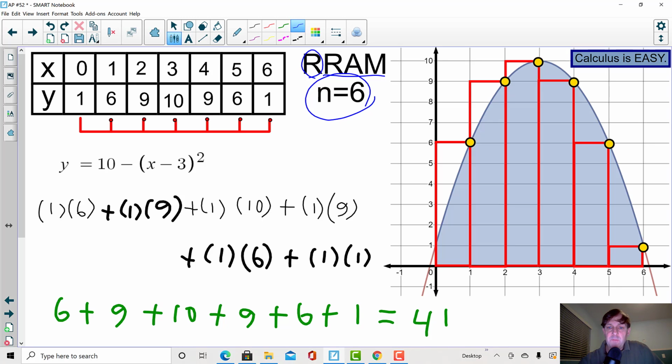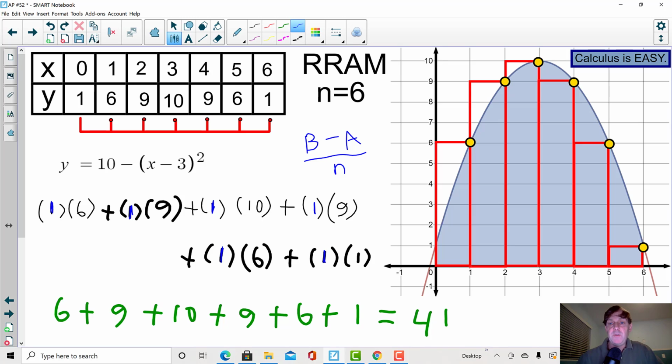The first thing we want to do is figure out what the width is going to be. So it's always going to be (b - a) / n. The b is the endpoint, so that's 6. The a is the starting point, so that's 0. And the n is the number of rectangles we're going to use. So we're going to use 6 rectangles, so I'm going to divide by 6. For this example, I get 6 over 6, which is 1. So the width of each rectangle is going to be 1. So I'm going to do that in blue.